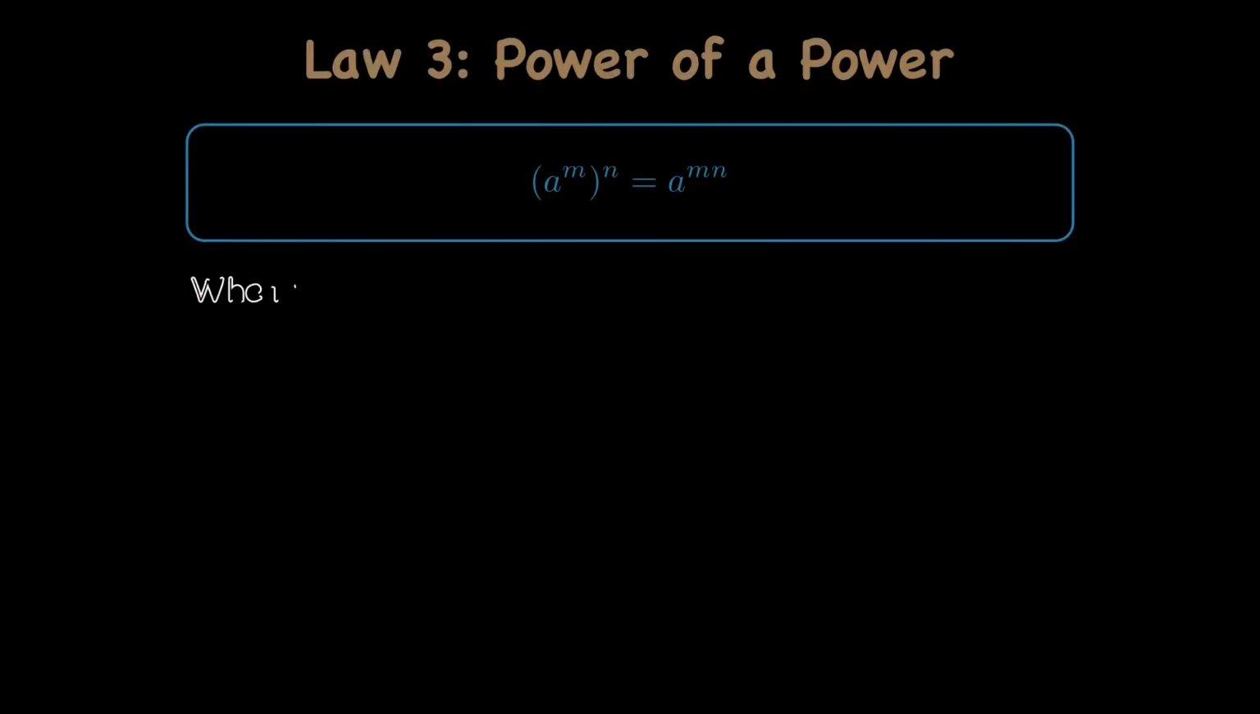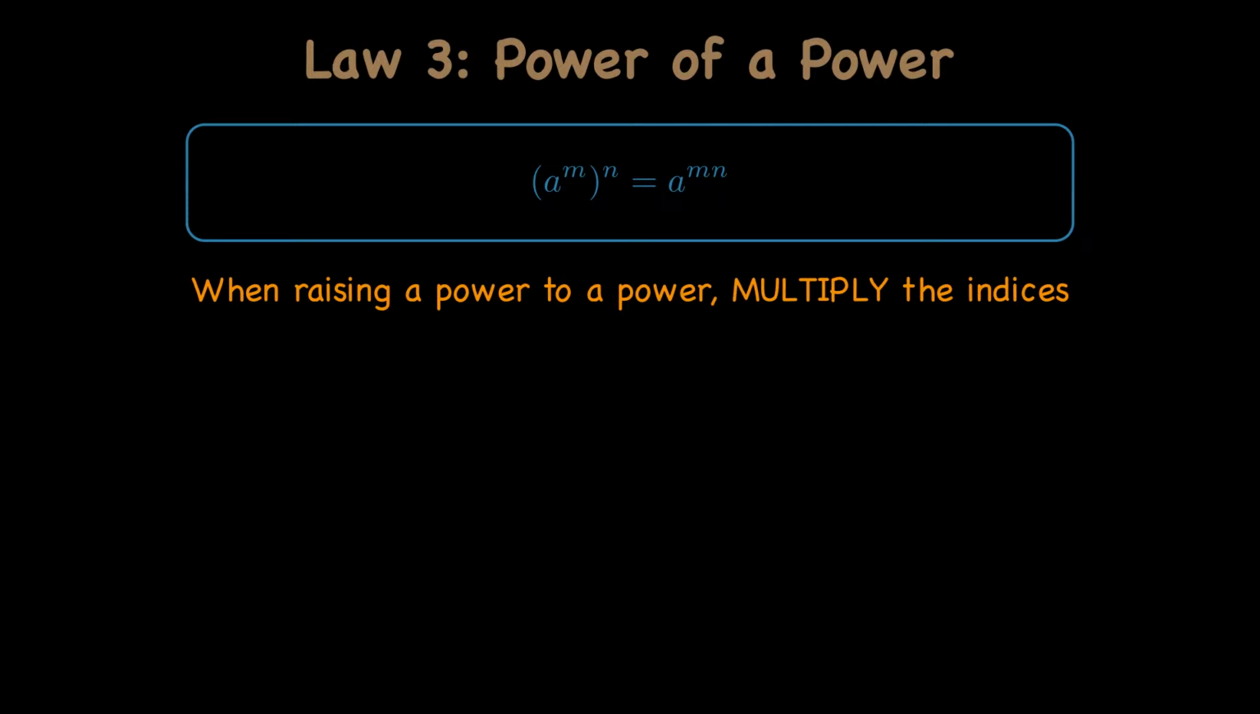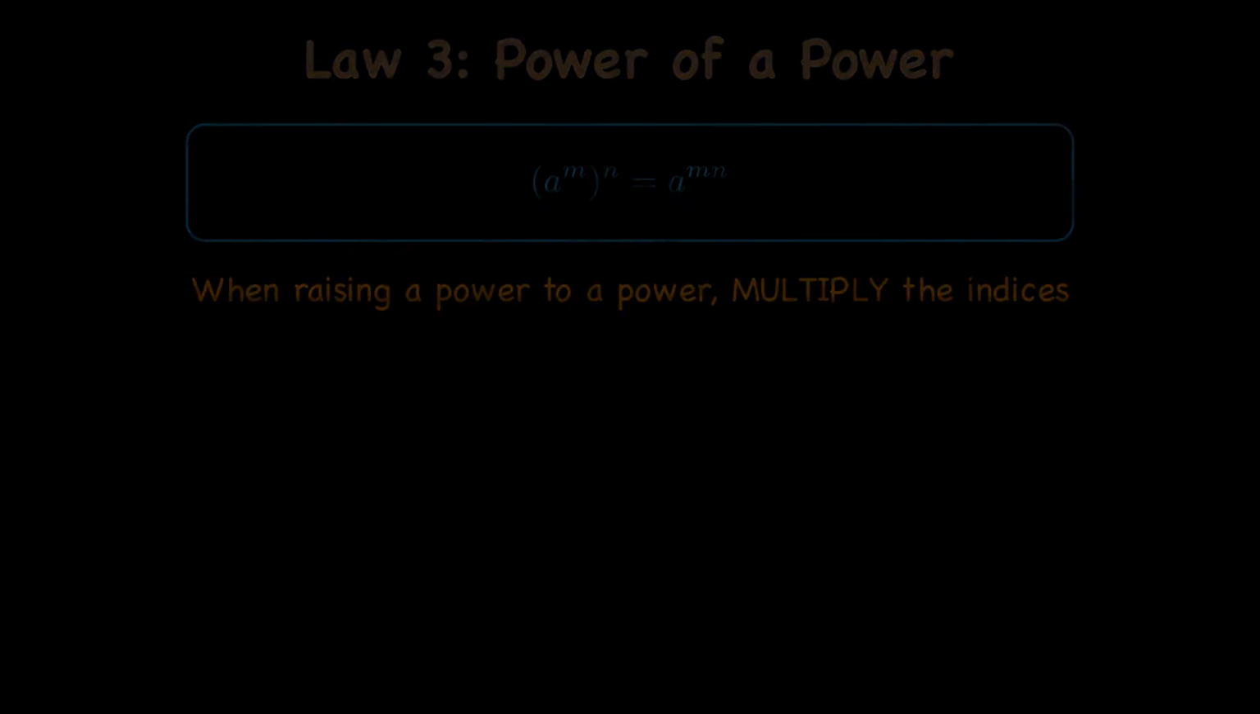Law 3. Power of a power. A to the m, all raised to the power of n, equals a to the power of m times n. When raising a power to another power, you multiply the indices.